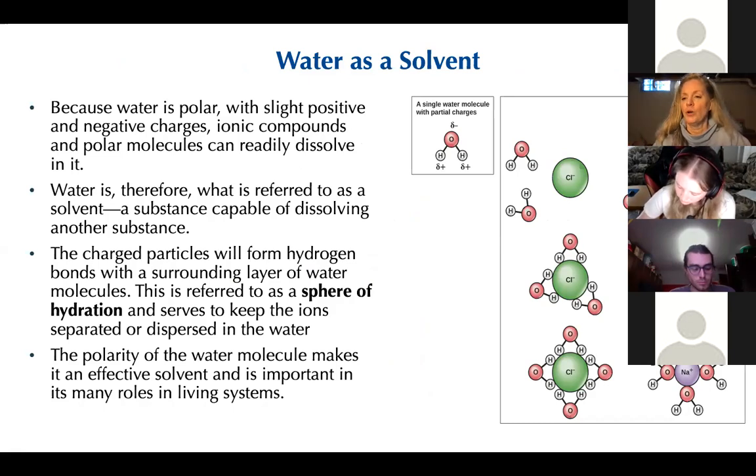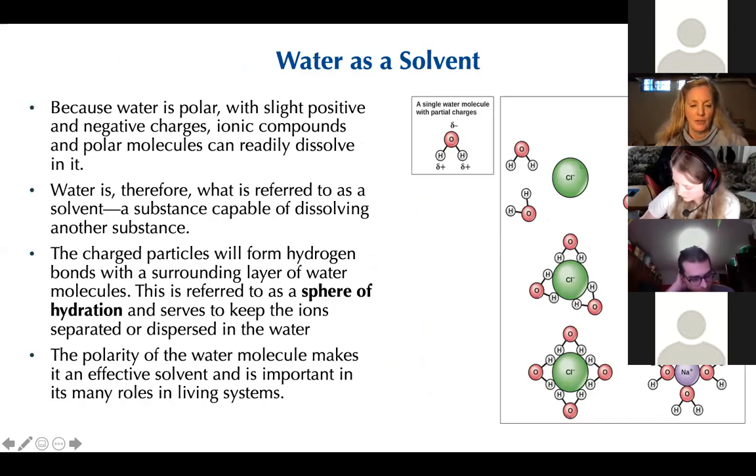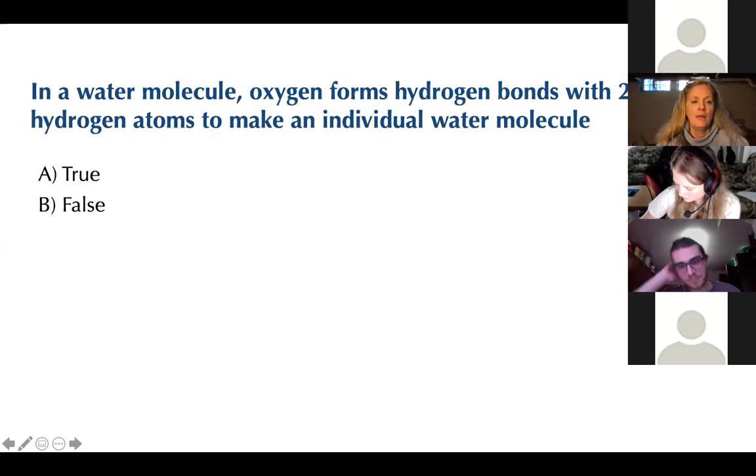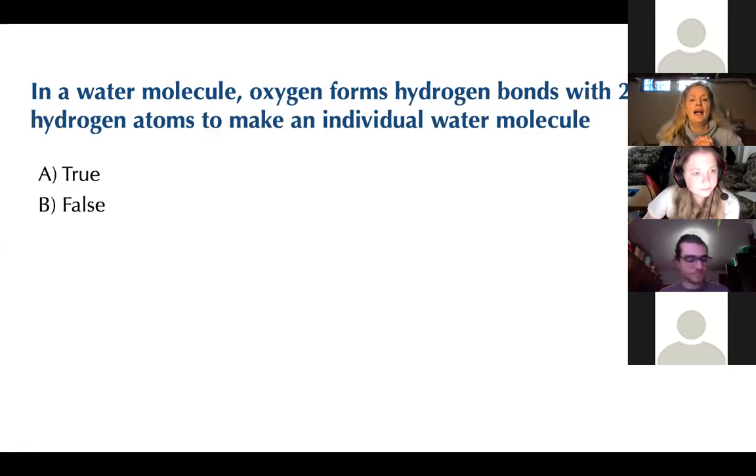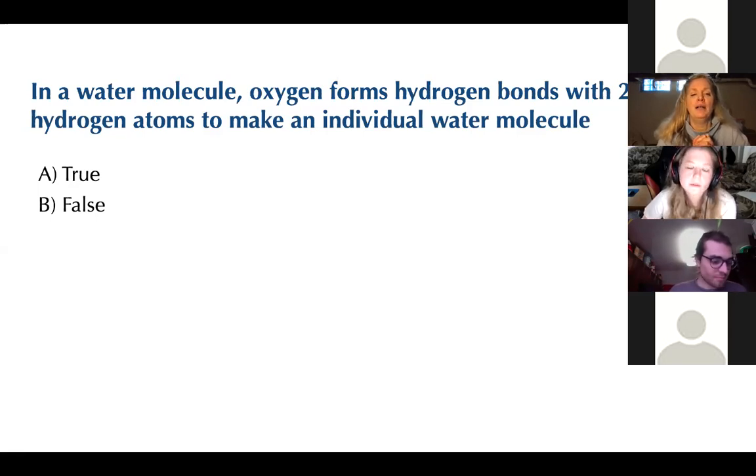There's different names for it. And you can see all the hydrogens aligning around each chloride, and all the oxygens aligning around each sodium over here. All right, so in a water molecule, oxygen forms hydrogen bonds with 2 hydrogen atoms to make an individual water molecule.